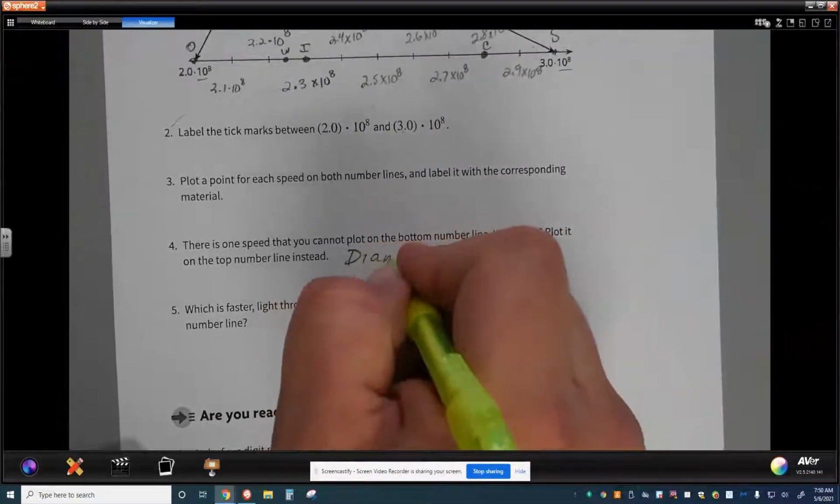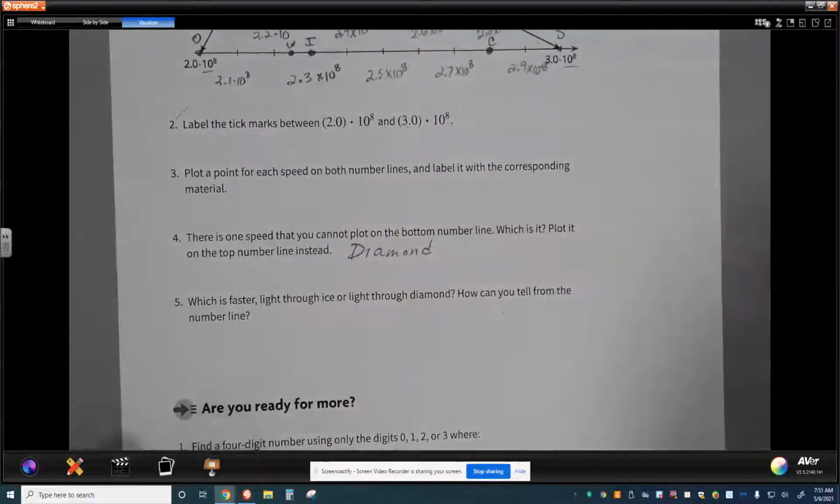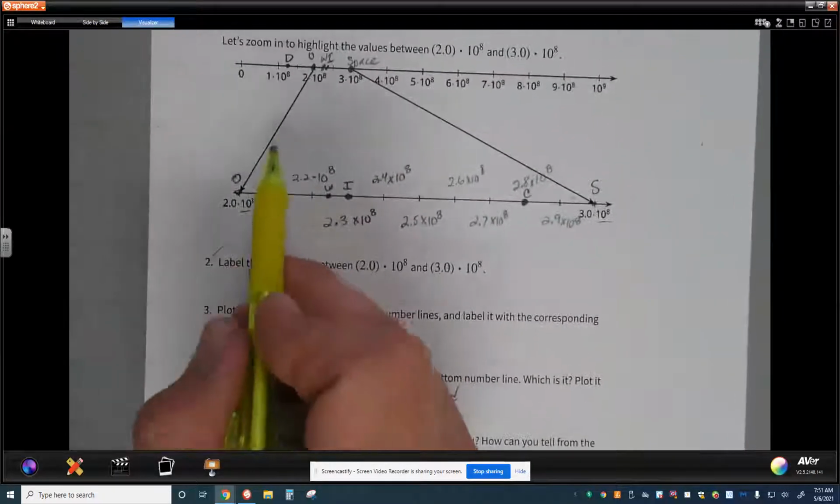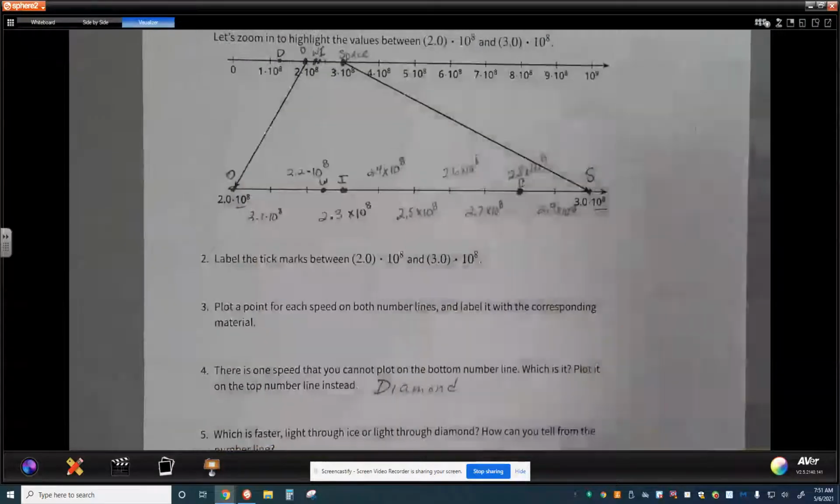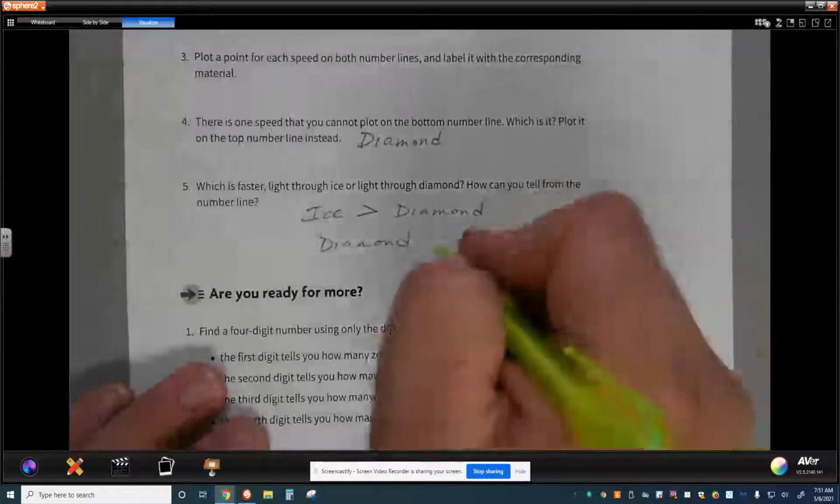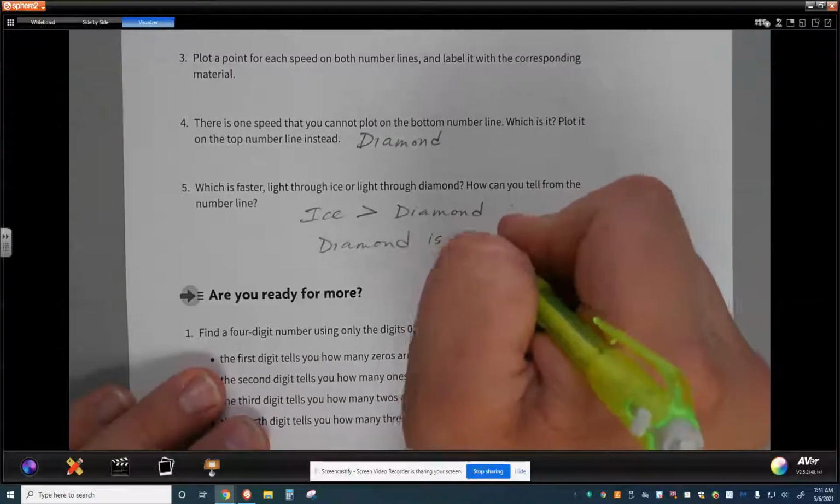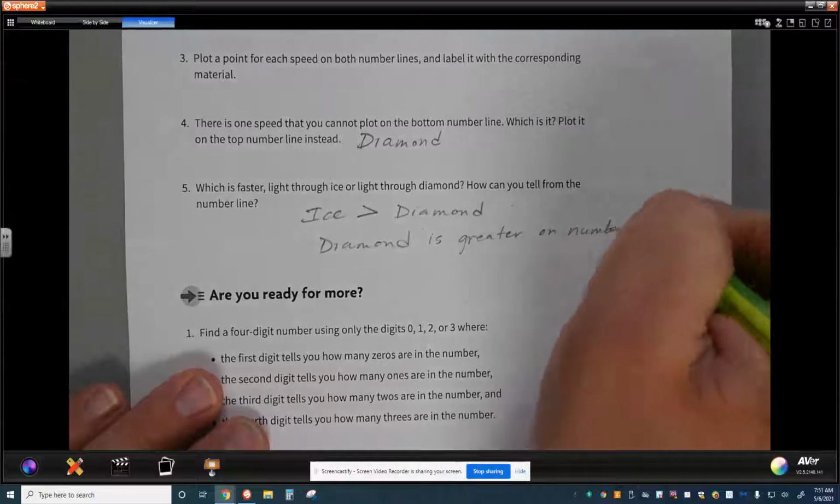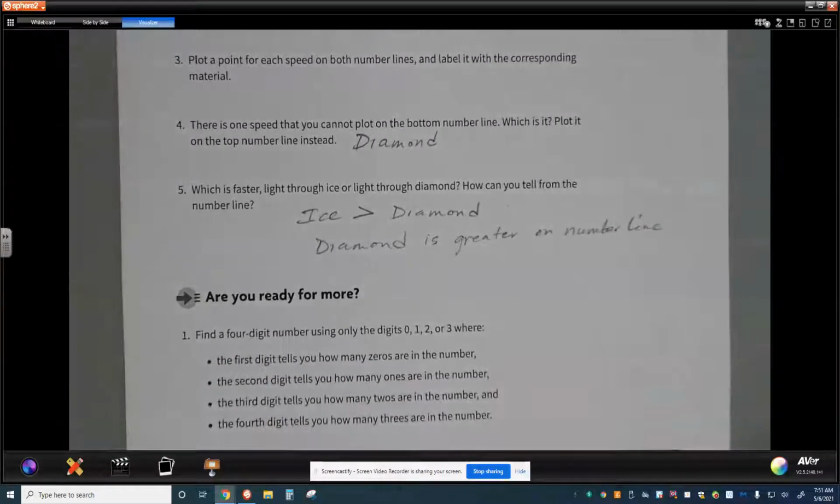That was diamond. And then compare the values: which is faster, light through ice or light through diamond? As we saw earlier, light through diamond is outside of the number line. It's out here, and then there's ice. We can see that clear difference between the two, where we see that ice is greater than diamond. Diamond, oh, sorry, you can't see that, is greater on the number line. Okay, we can see that it's further to the right.